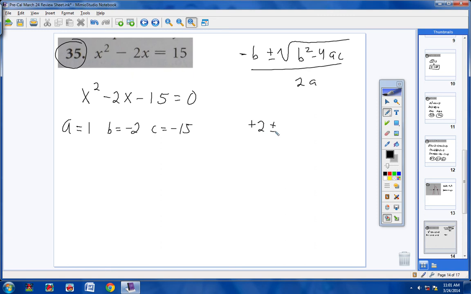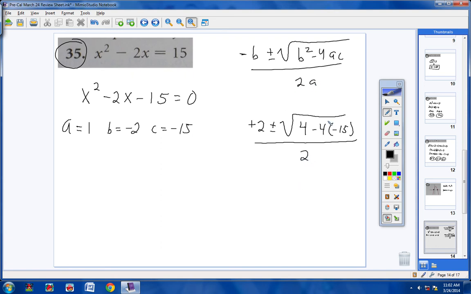And then plus minus, put your square root. Okay, b squared. Well, I can square negative 2 in my head. Negative 2 times negative 2 is a positive 4. Then I like to bring down my negative 4 and do AC in my head. A times C. 1 times negative 15, that would be a negative 15. And then we can do 2A in our heads. 2 times 1 is 2.